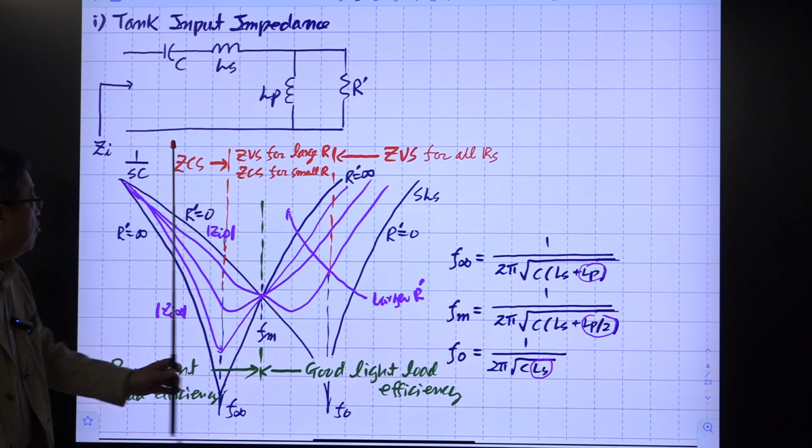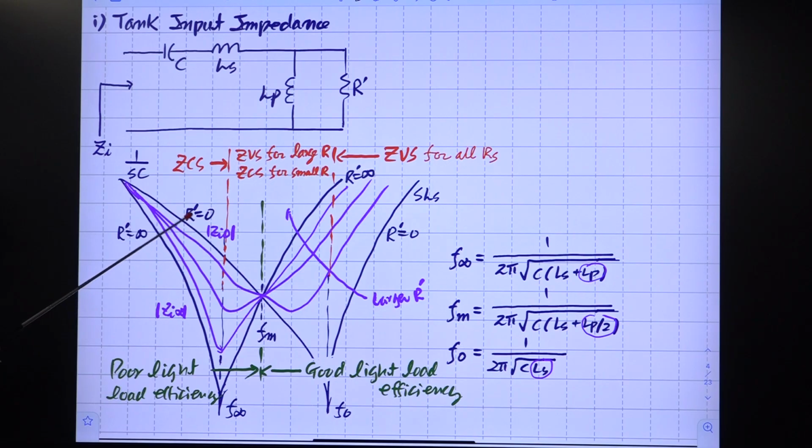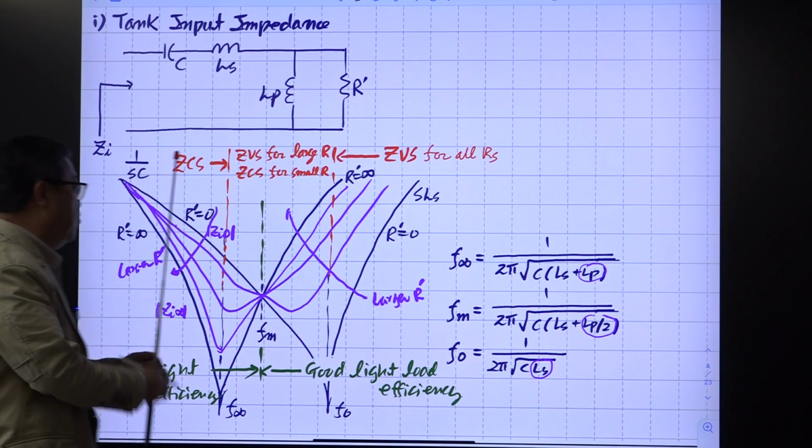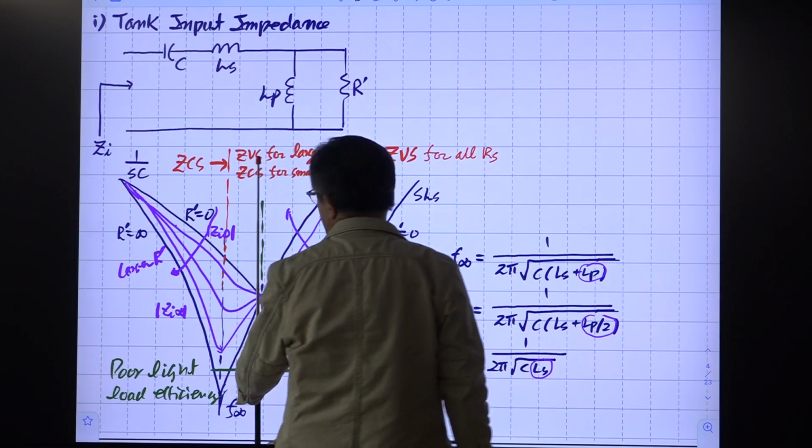Below this line, when R is increasing, so R prime starts from 0 and goes to infinity in this direction, then the magnitude of GI is decreasing. That means this tank current is increasing, while this load current is decreasing. That is the worst scenario. So this is the borderline between good line node efficiency and poor line node efficiency.